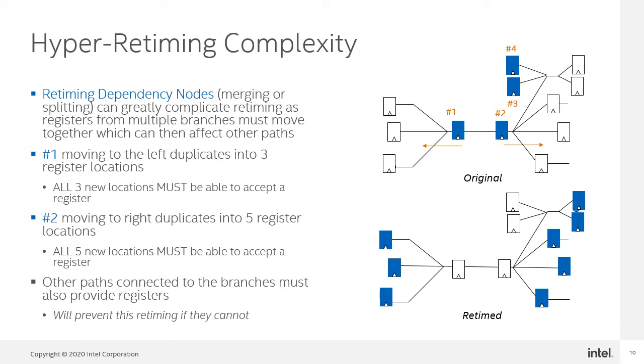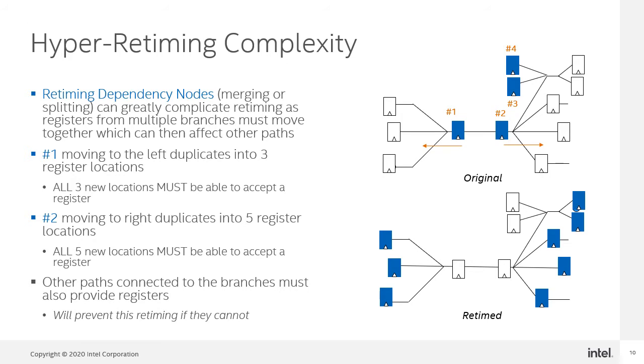With all of the registers and all of the converging and diverging paths in an FPGA design, retiming becomes very complicated very quickly. A simple register move can translate to the movement of many other corresponding registers. In our example on the right here, registers 1 and 2 are too close. So we want to retime register 1 backwards and register 2 forwards. If we retime register number 1 backwards, because of the converging point, it needs to be duplicated into 3 register locations along that path. So all 3 new locations must be able to accept a register.